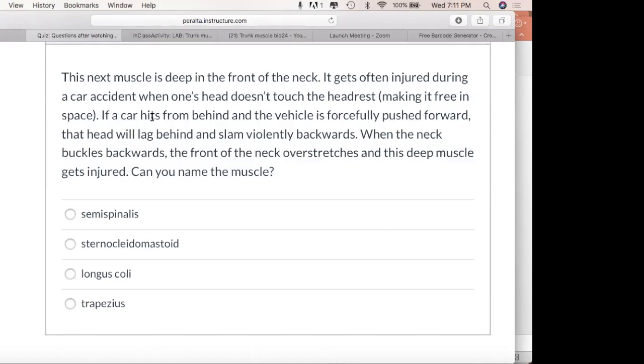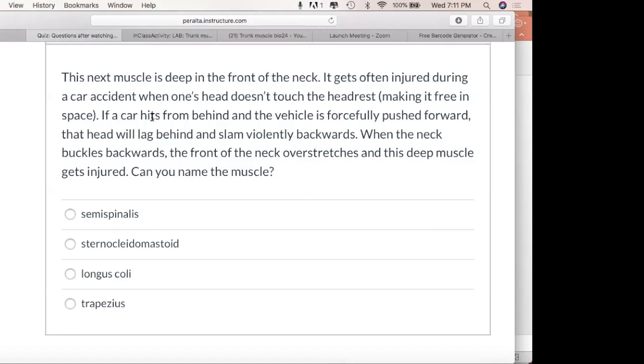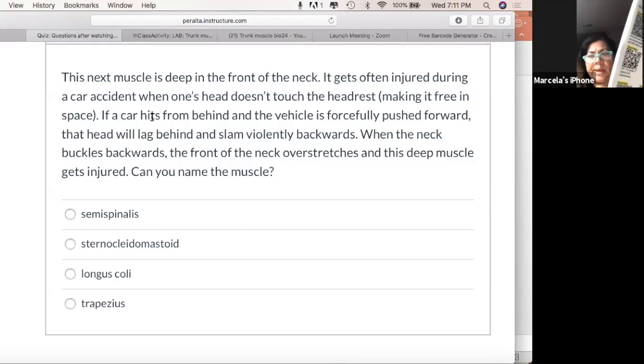If you're holding your head in space and you don't touch your headrest, you don't try to make a double chin when you drive, and you get slammed from the back, your car moves faster than your head. Your head is stuck in space, so it will jerk backwards and hit the headrest. And once that's done, it's going to go forward and hit the front. If it's really bad, it hits the steering wheel. But that backwards movement, there's the front muscle.